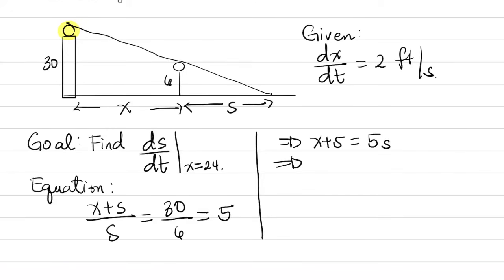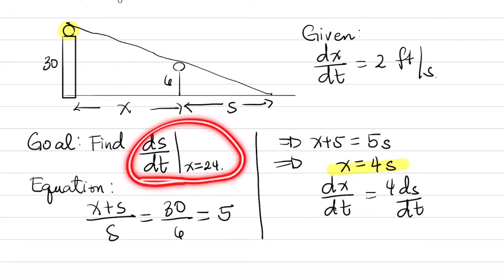Therefore, we have x equals 4s. Okay? From here, we get the derivative of this equation with respect to t. So that is dx over dt equals 4 ds over dt. But our goal is to find ds over dt.